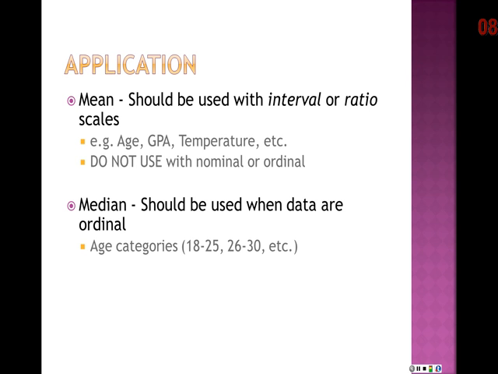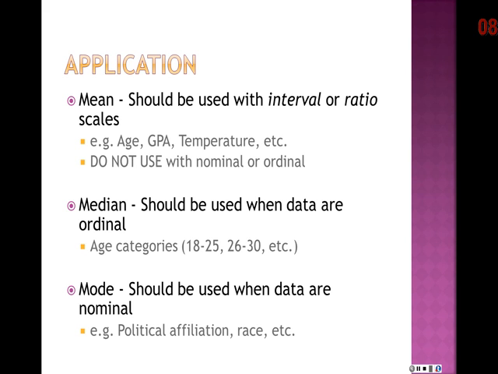Median should be used when the data are ordinal. So when the data are ordered in terms of category and there's a rank order there. Age categories, for example, would be a good way to use median. And then mode should be used when the data are nominal. So again, political affiliation, race. It's good because this gives us an idea of who is the most frequently occurring group of people within a sample.